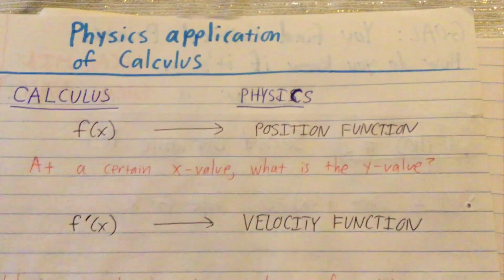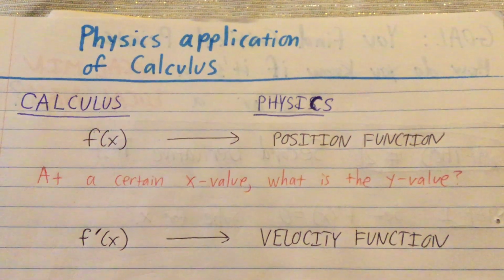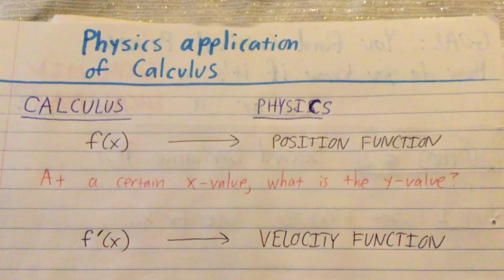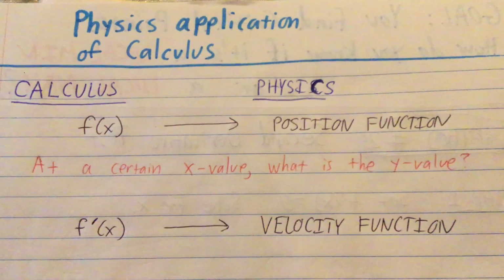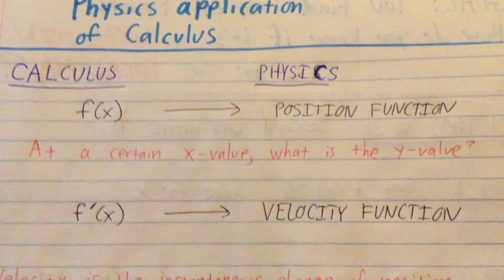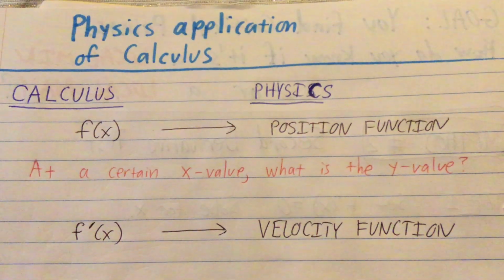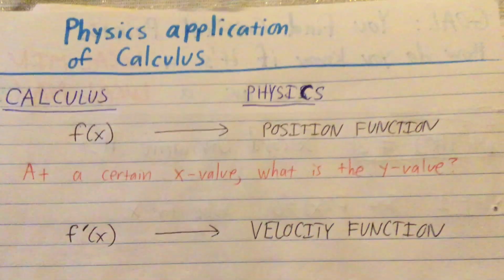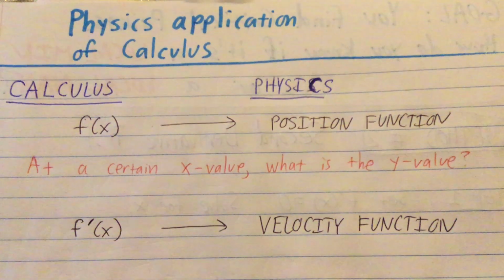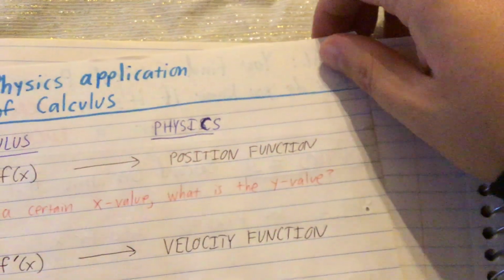After that, you have a position function f of x. In other words, for f of x, it asks the question, at a certain x value, what is the y value? Pretty straightforward. But then when you want to calculate the velocity, everybody says, oh, I have to memorize the velocity formula. Fear not. You actually just need to know how to take the derivative of that function.